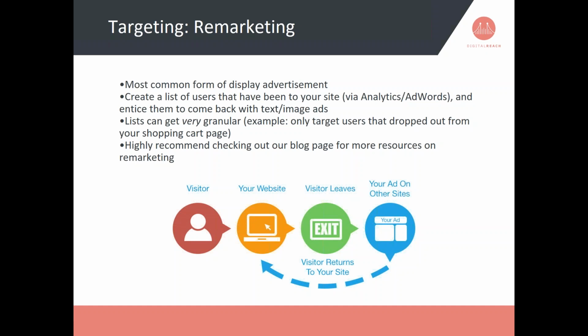The lists for remarketing can get very granular. Some of the things that we've done in the past is we've created lists of people who have, sometimes, like with a shopping cart, for example, they'll have 3 different stages or 5 different stages of the shopping cart, and we'll create a list of users for each of those stages, and we can advertise more aggressively depending on how far they've gotten down that funnel.